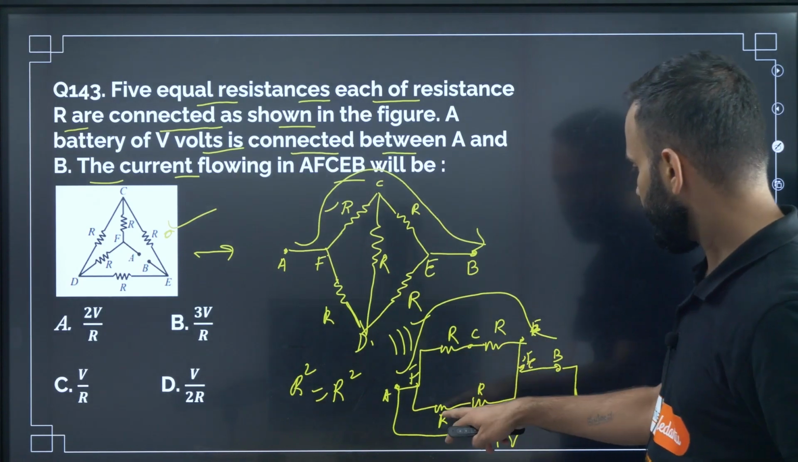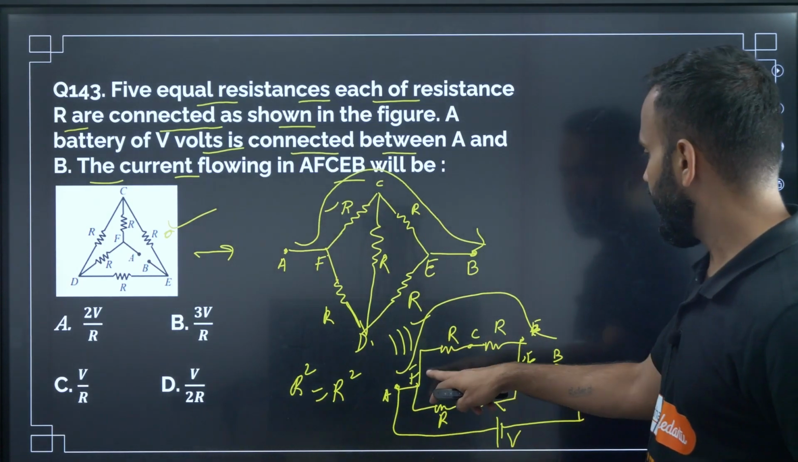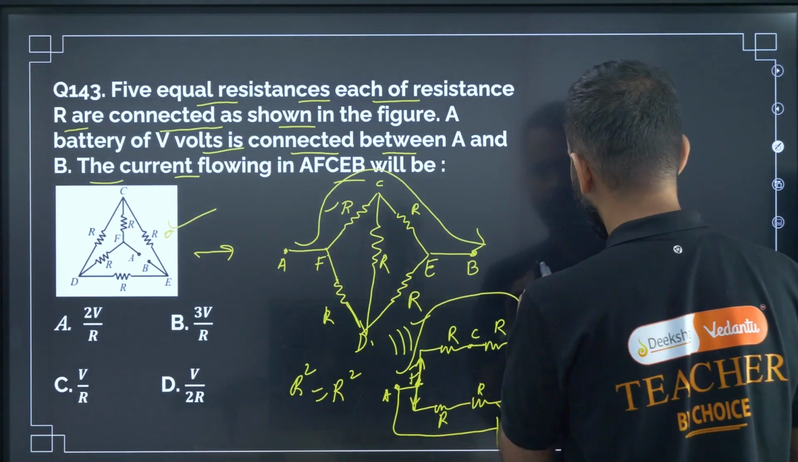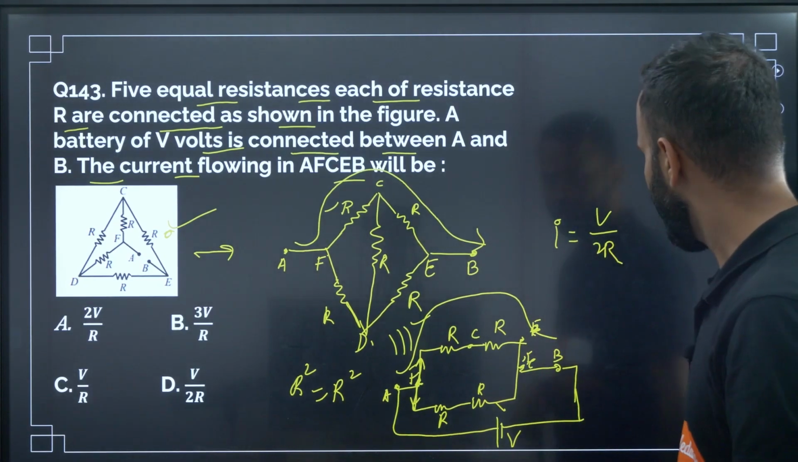Here the resistance is the same, right? 2R and 2R, isn't it? So current will divide at this point equally, right? So what is the value of current? The current is equal to V divided by 2R only, right?